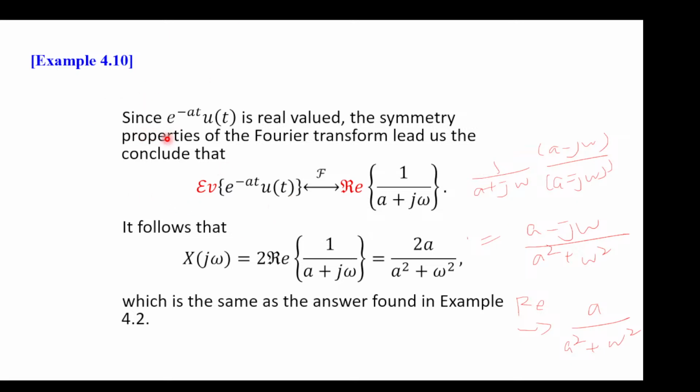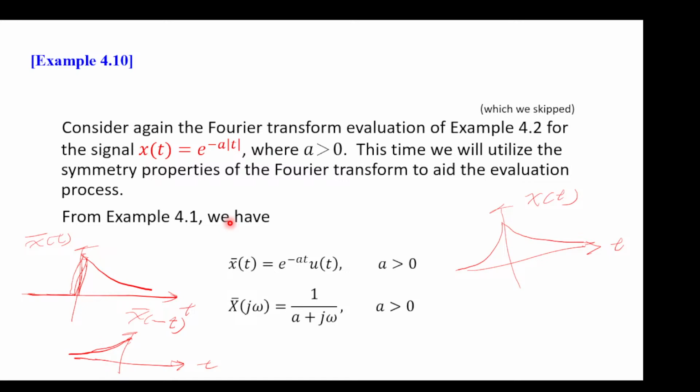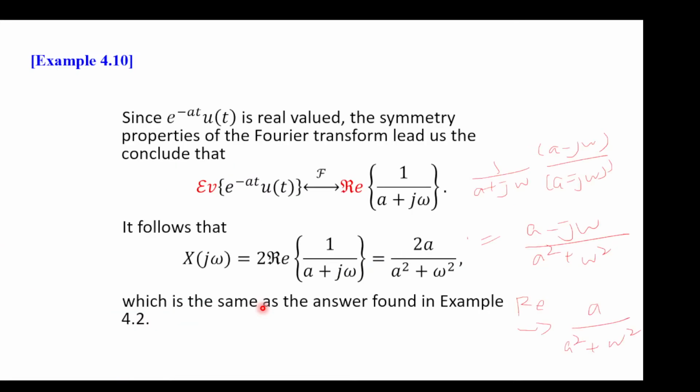Okay, so we say our function is the even part of this x bar of t. Because our x bar of t is real, and we have the symmetry property, it says that the even part of x bar of t goes to the real part of big X of j omega. Back to the beginning, we know this big x bar of j omega is 1 over a plus j omega, so we take the real part of this. And so our X of j omega is, now remember this 2 here, twice the real part of 1 over a plus j omega.